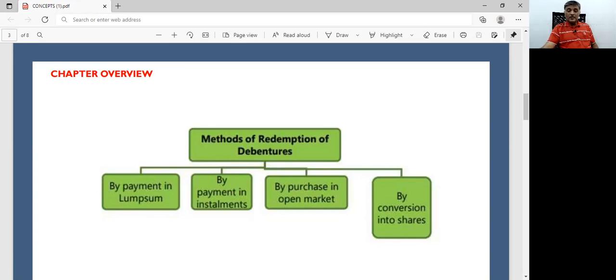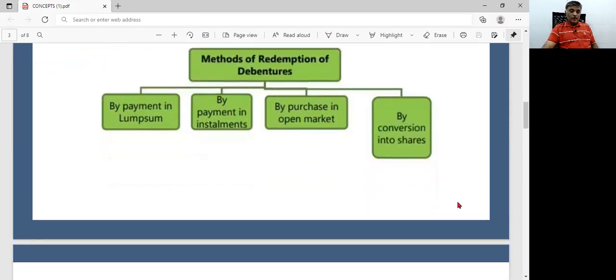And the fourth method is the conversion of debentures. You can redeem debentures by converting them into equity shares also. So how do you do that? You debit debentures and credit the equity share capital. But very important, when you convert the debenture, you need to determine the number of shares you're going to issue and at what price. So that small calculation is required there.